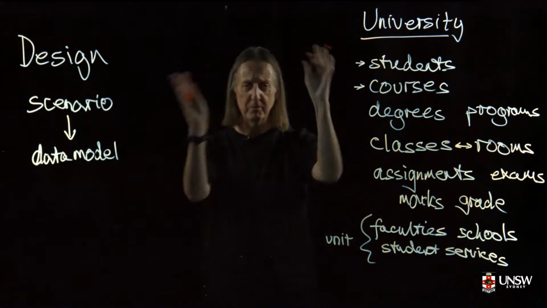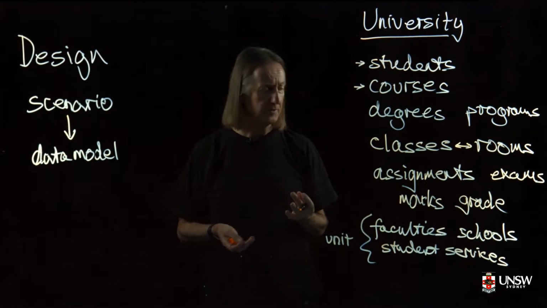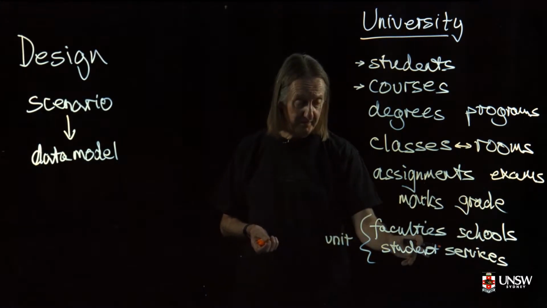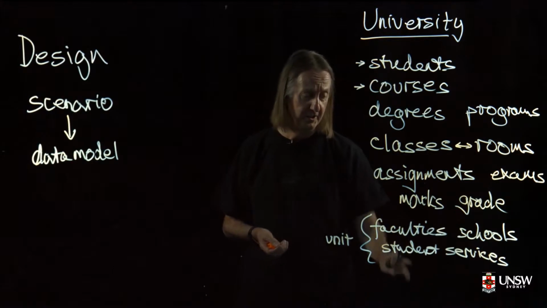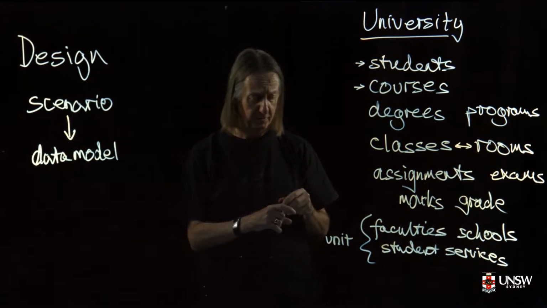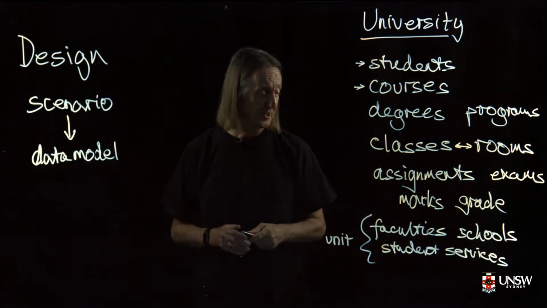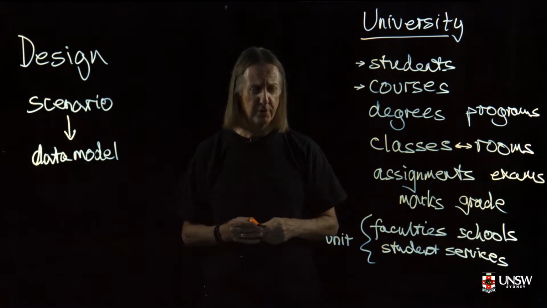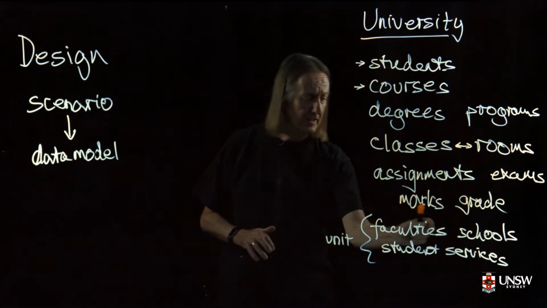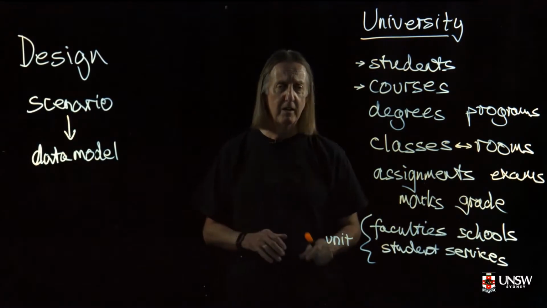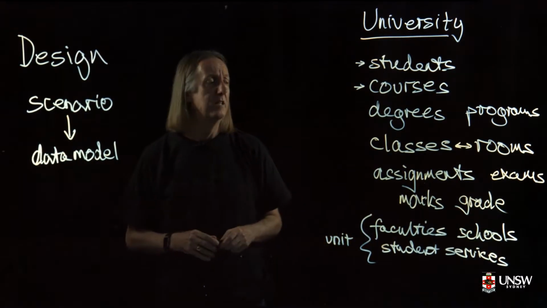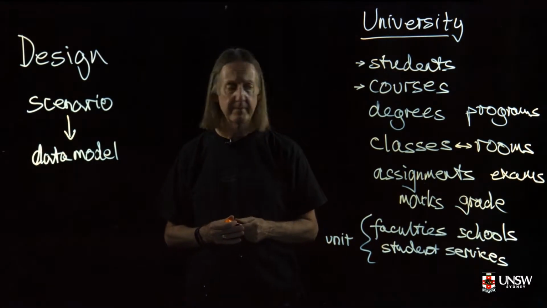So the uni is grouped into 7 faculties, I think. Each faculty has a number of schools, and there are potentially student services units within an individual faculty, or once upon a time within individual schools. So these things are all examples of a particular class of thing, and there's clearly a relationship or connection between them.